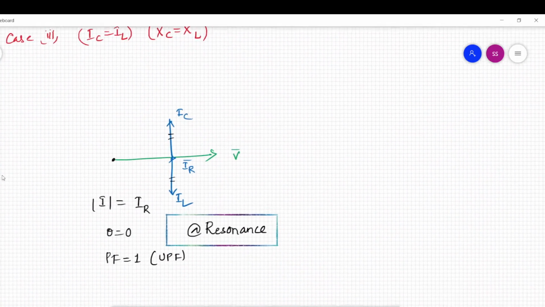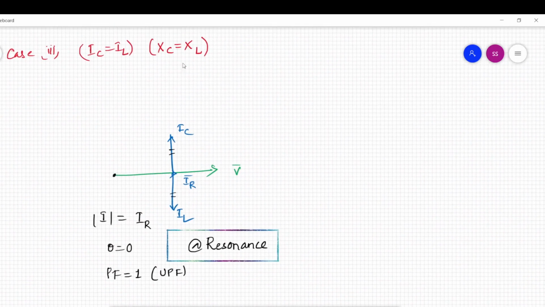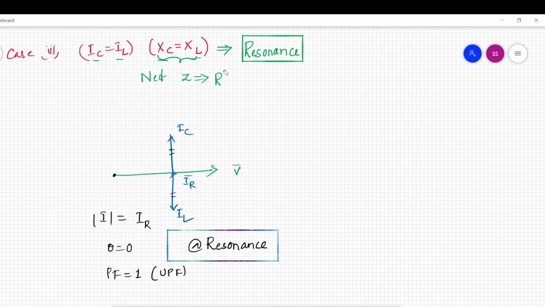Now let us see the final case, when XC is equal to XL. This is a special phenomenon that happens in the circuit when there is resonance. Here we get one new term that we are going to discuss in the next class, called resonance. Whenever the circuit is at resonance, the capacitive reactance and inductive reactance will be equal, the currents through each element will be equal, and the net impedance of the circuit will become purely resistive. So the circuit will become a pure resistive circuit at resonance.